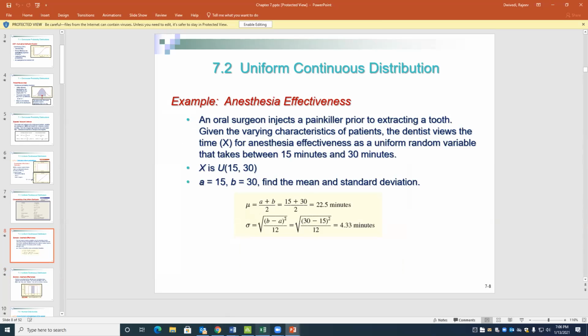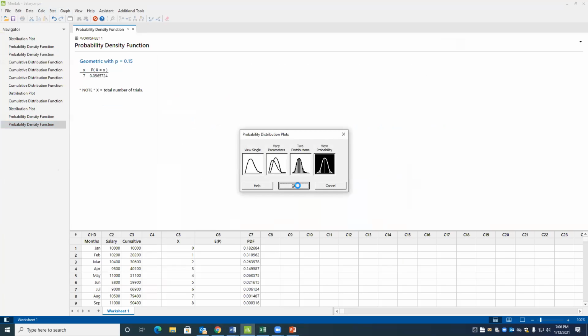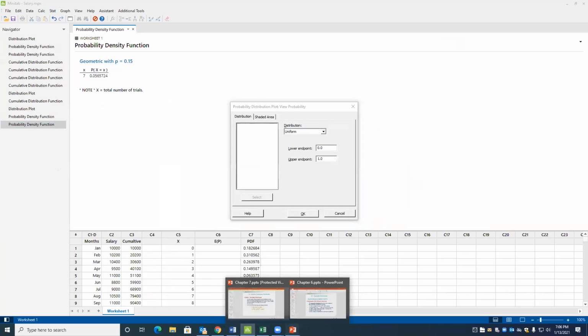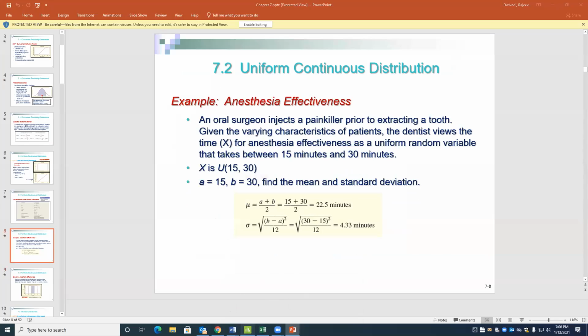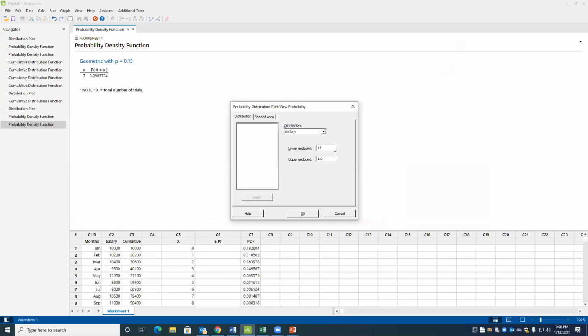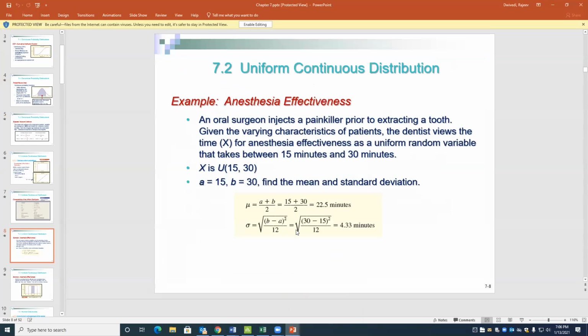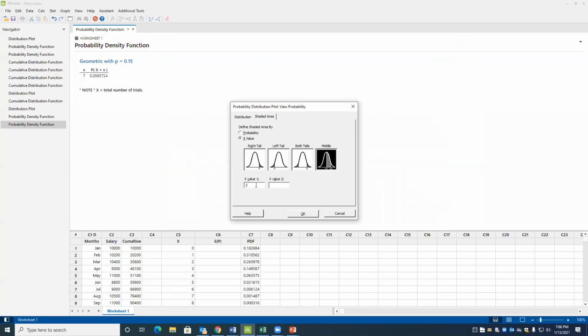So I'm just going to use graph probability distribution. Here again I go under uniform. Where is uniform? At the bottom, right here. The lower point, what is the lower point? 15 and 30. So what area do we need? The area we need is for 20 and 25. So I enter 20 and 25.